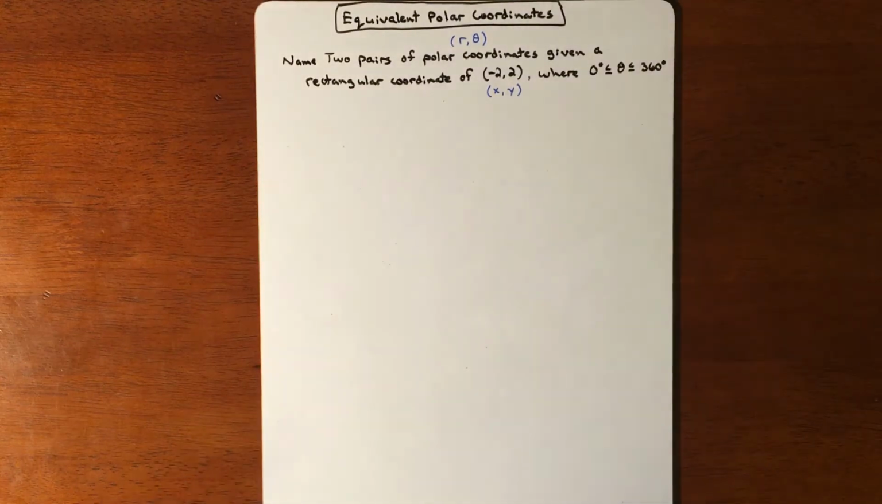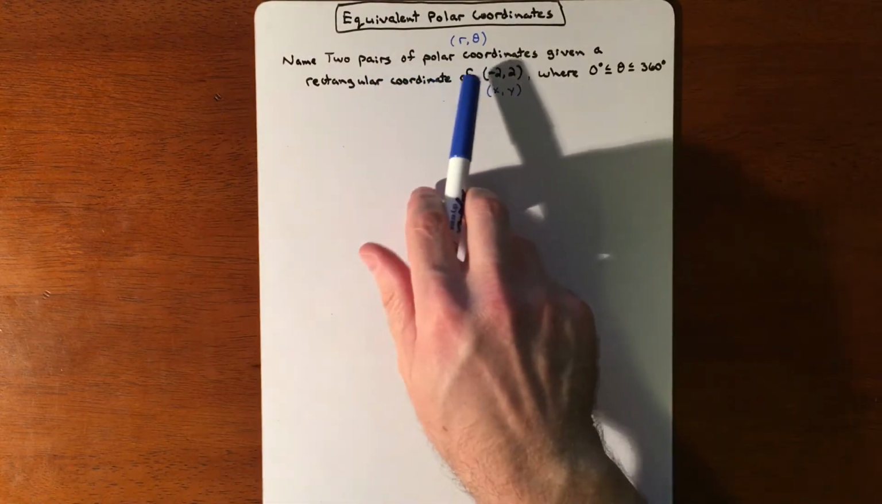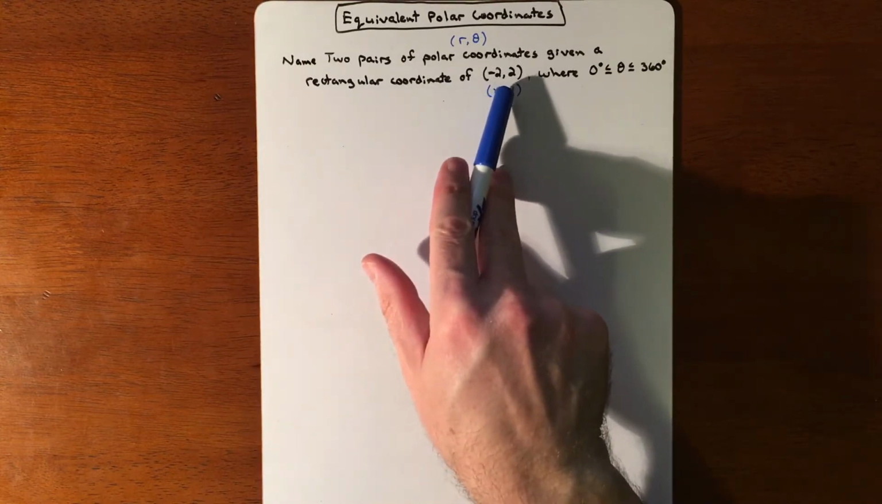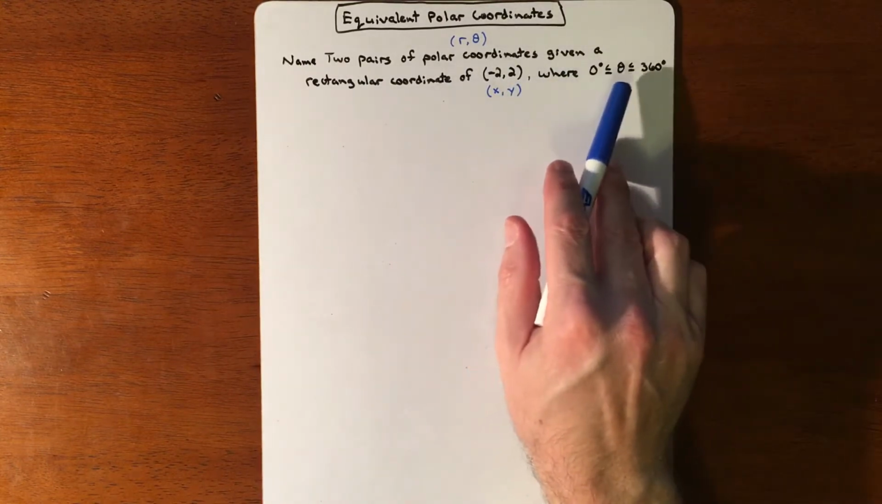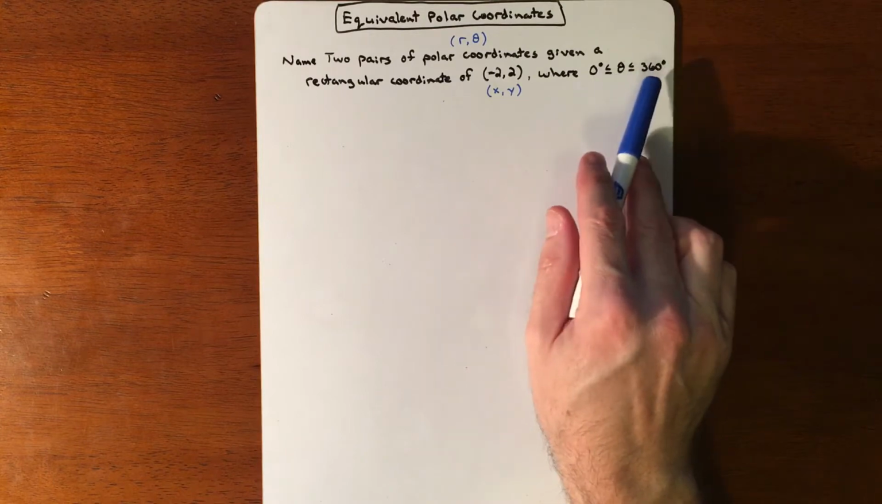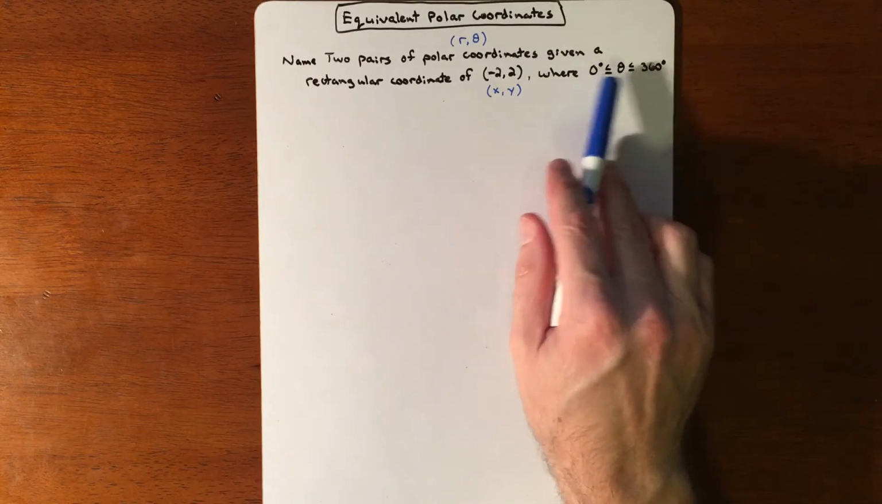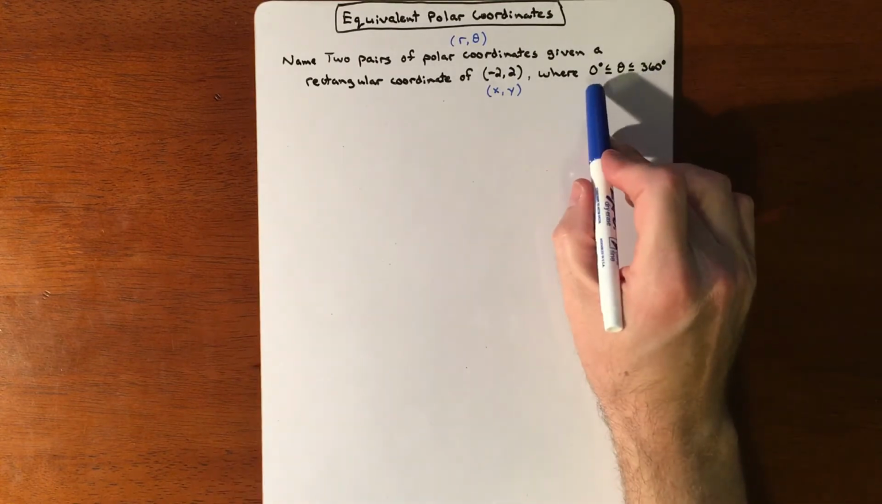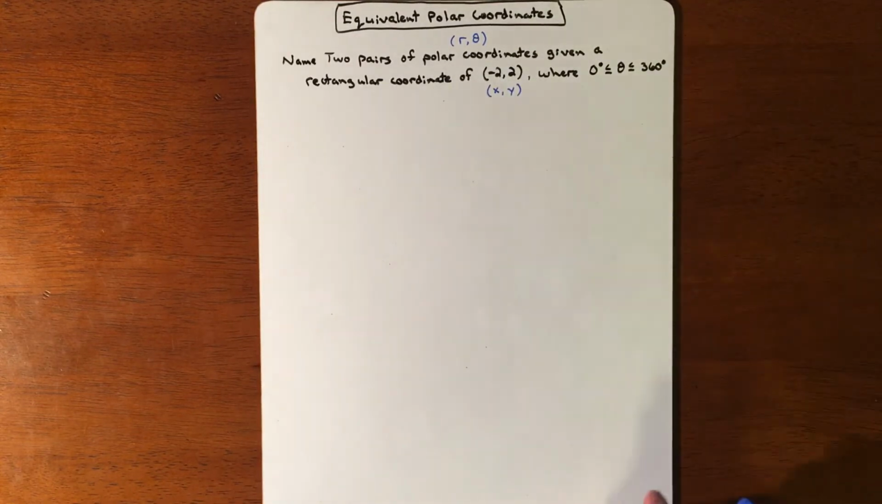In this lesson, we're going to do one more equivalent polar coordinate kind of a thing. We are trying to name two pairs of polar coordinates given a rectangular coordinate of -2, 2. And we're going to lock our angle between 0 and 360. If we went -360 to 360, then we could do four pairs. But we're just going to go 0 to 360, so it narrows it down to 2.